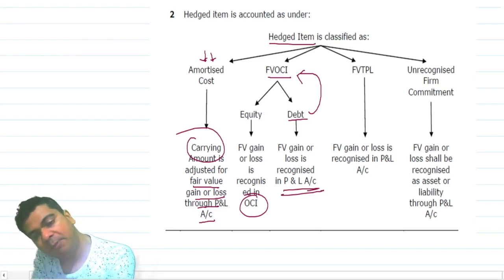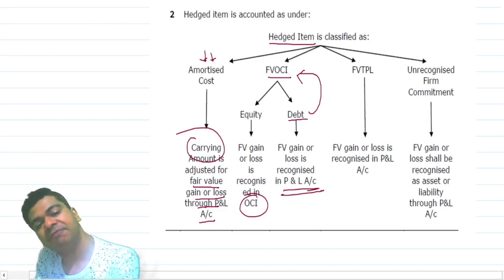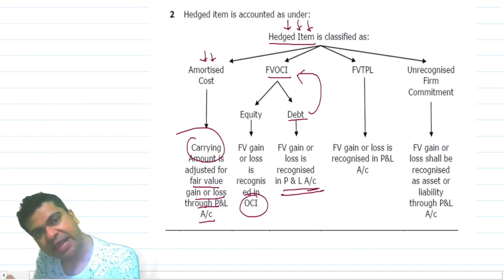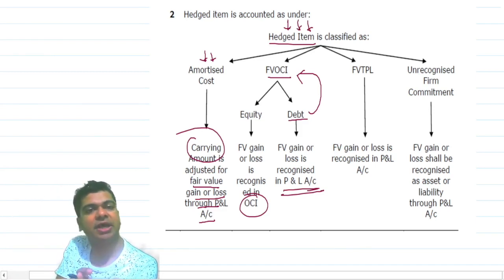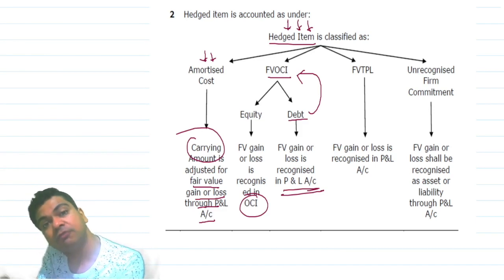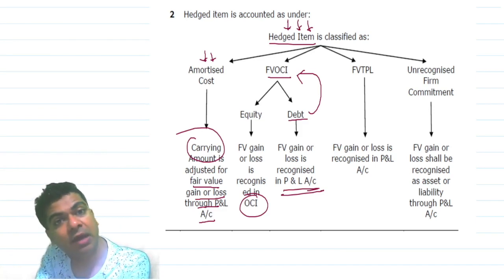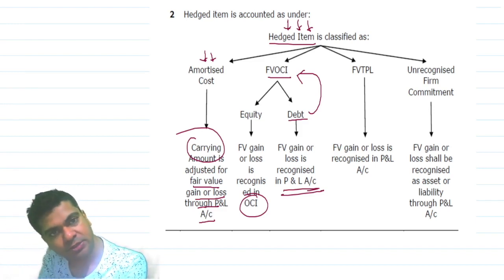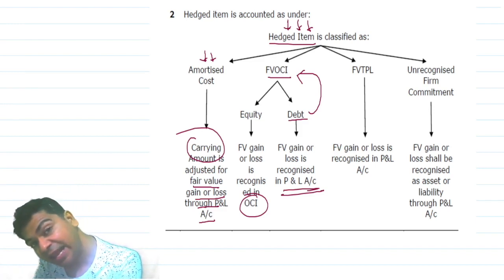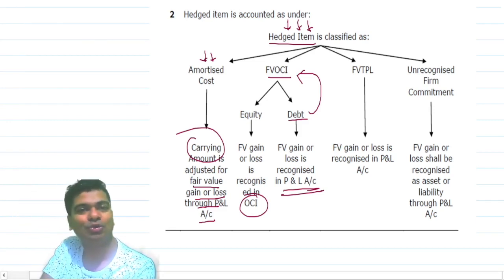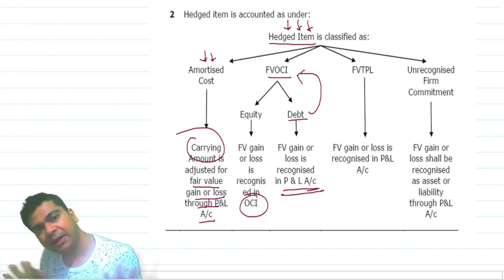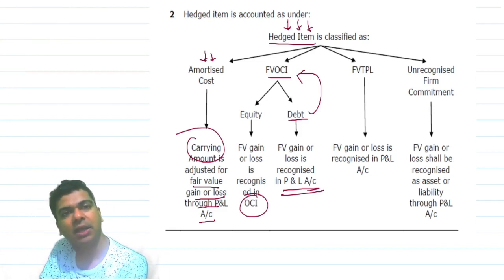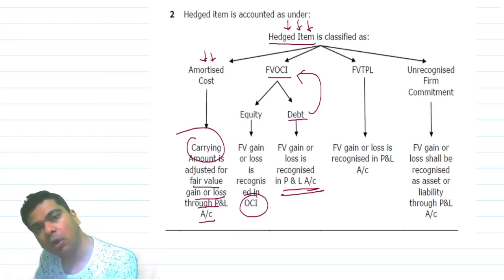But the moment the debt instrument classified as FVOCI is designated as a hedged item, now remember, if it is a hedged item, there will be another item which will be the hedging instrument. The fair value changes of the hedging instrument will go to the P&L. So now the fair value changes of the debt instrument designated as a hedged item will also go to the P&L. Both of them will be recognized in the P&L. The fair value changes, both are recognized in the profit and loss account.